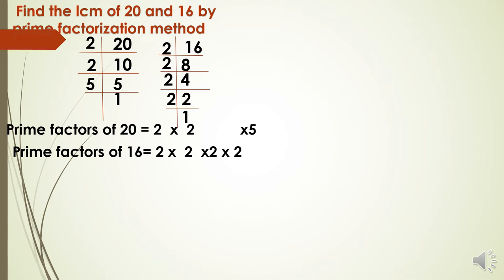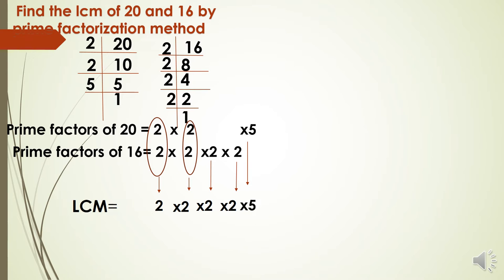How to find LCM? LCM is the product of common factors and the factors which are not common. Here, which are the common prime factors? Is there any common number there? 2 is there. Is there any other common prime factor? Yes, one more 2 is there. Then, how to find LCM? LCM is the product of common factors, 2 into 2, and the factors which are not common. Here, the factors which are not common are into 2, into 2, into 5. Then, LCM is equal to 2 into 2 is 4, 4 into 2 is 8, 8 into 2 is 16, 16 into 5 is 80.